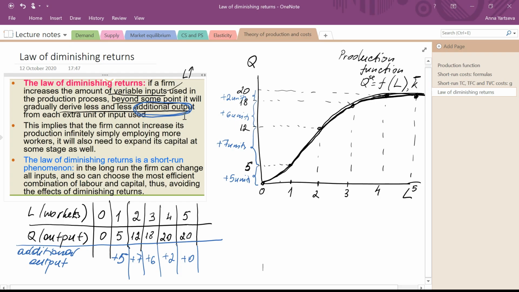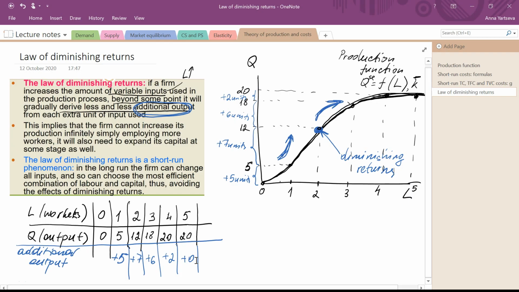Number of additional units will start to decrease somewhere beyond this point. Up to this point, output accelerated, the growth of output accelerated. Beyond this point, the rate of growth slows down. This is the point where the law of diminishing returns kicks in. Diminishing returns. Your output goes up, but at a slower rate. The more you add, the less effective these additional units will become. What does this mean? All this implies that the firm cannot increase the production infinitely simply by employing more workers.